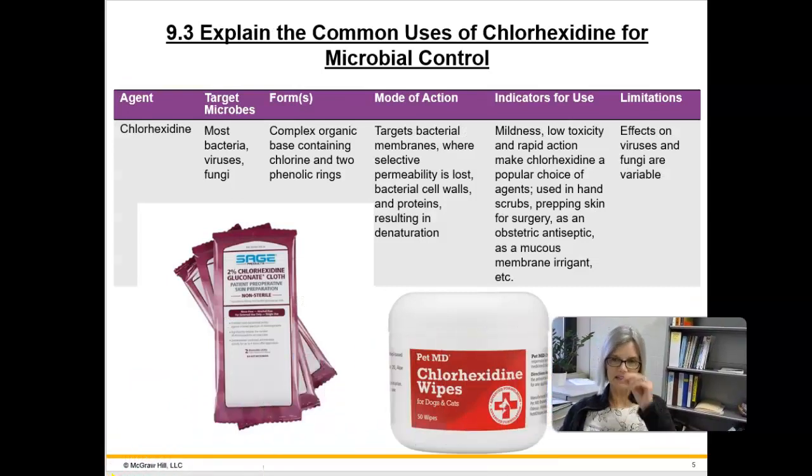Here's another common antiseptic, and in some cases it can be used in place of betadine. Might have used betadine previously, but it's a chemical called chlorhexidine. And chlorhexidine, it says, kills most bacteria and viruses and fungi. So it's not a high level germicide. It's going to be more of an intermediate, or it says most bacteria. So it's an intermediate or low depending on the concentration and how it's used.